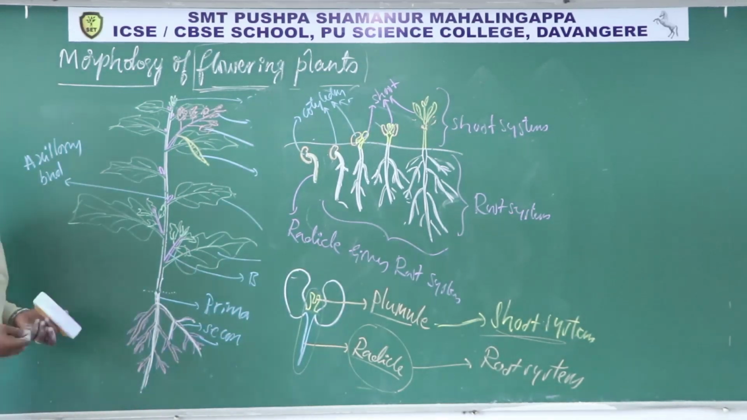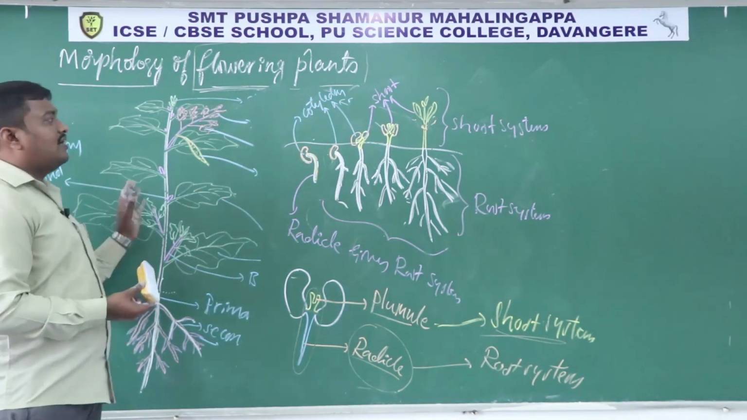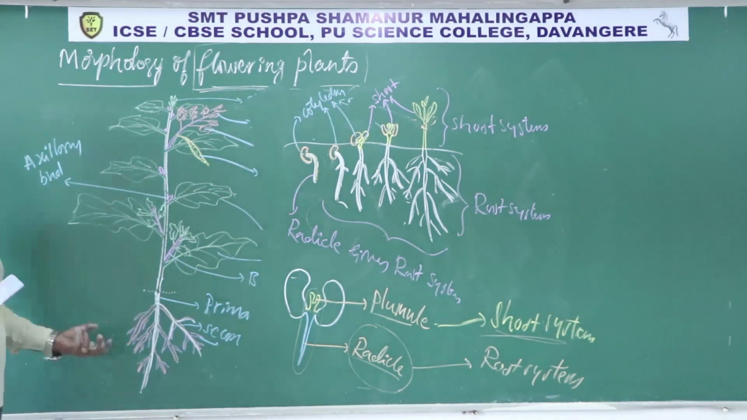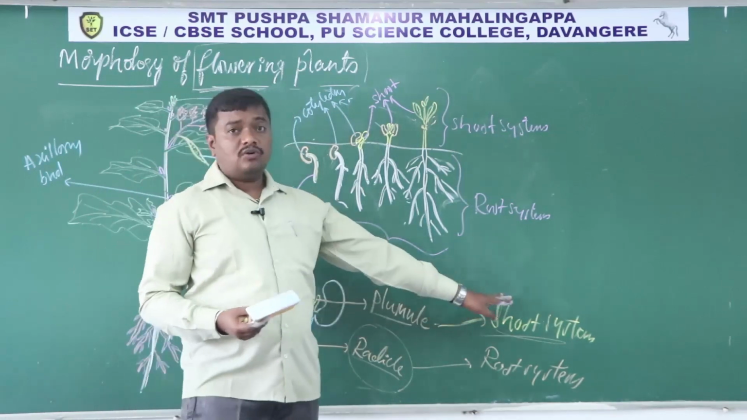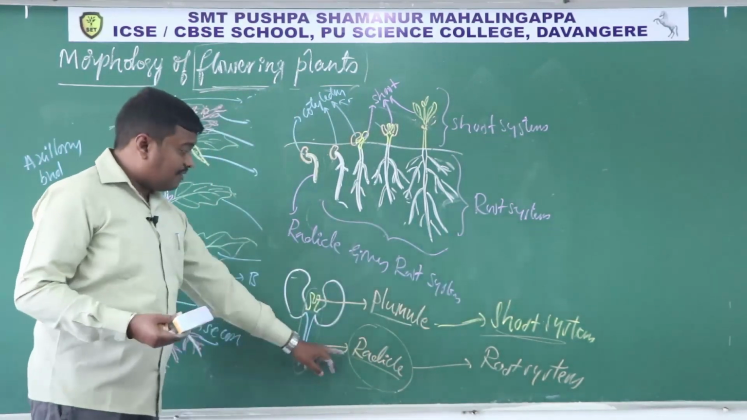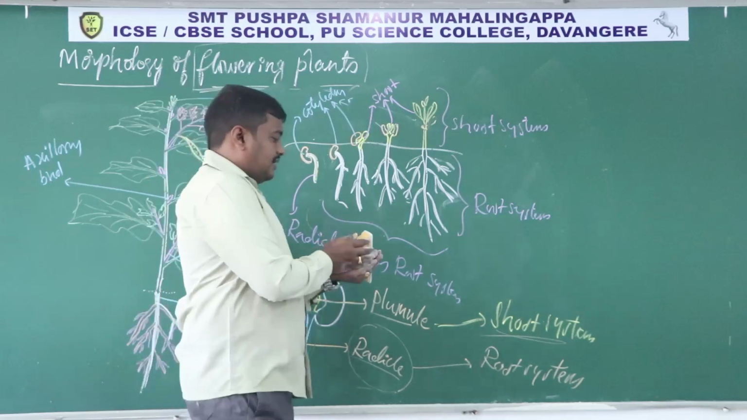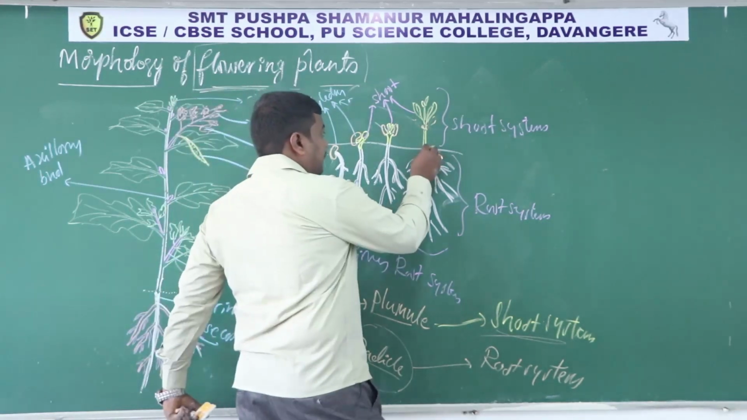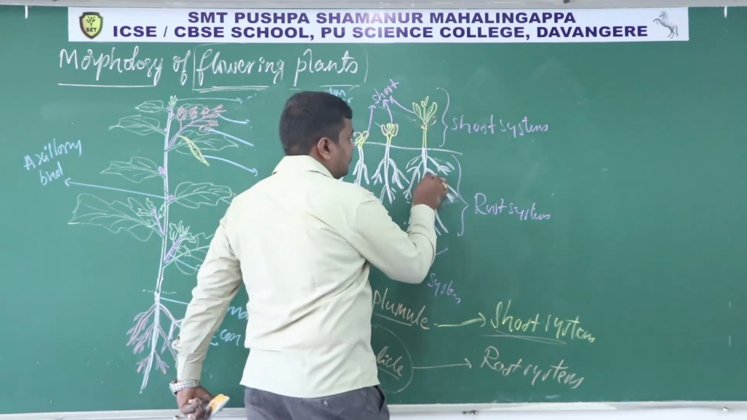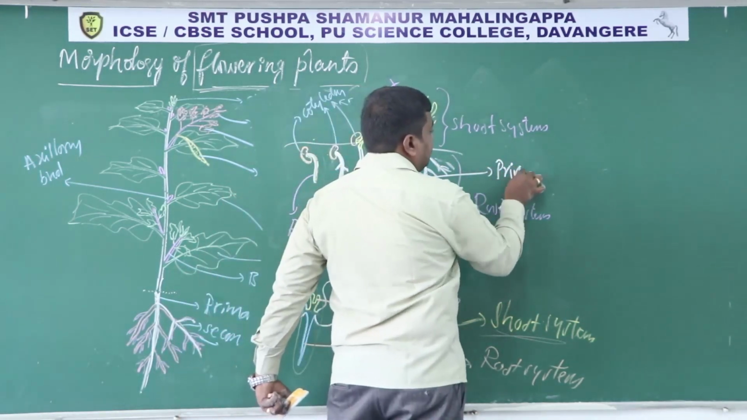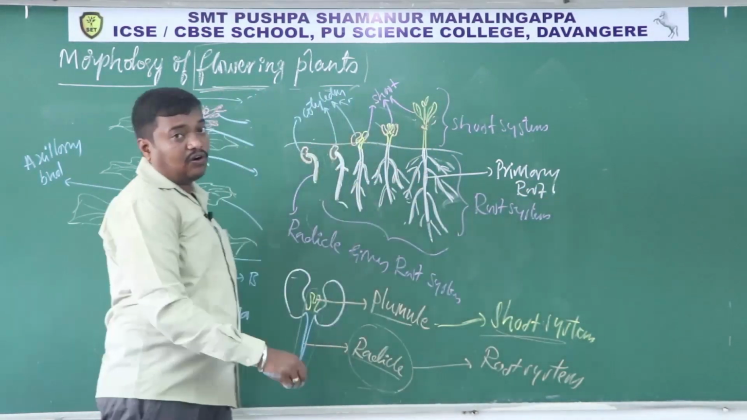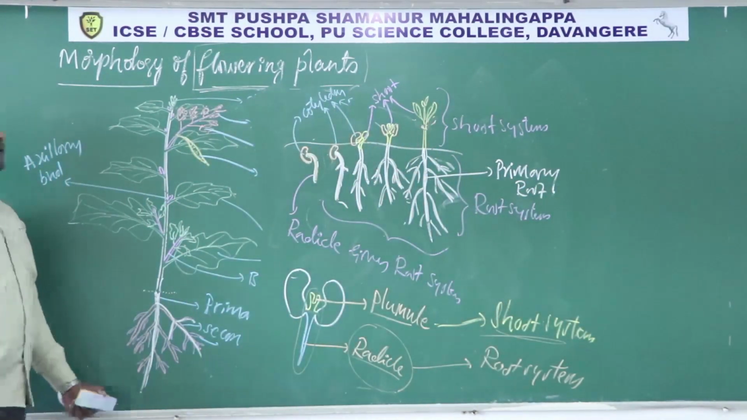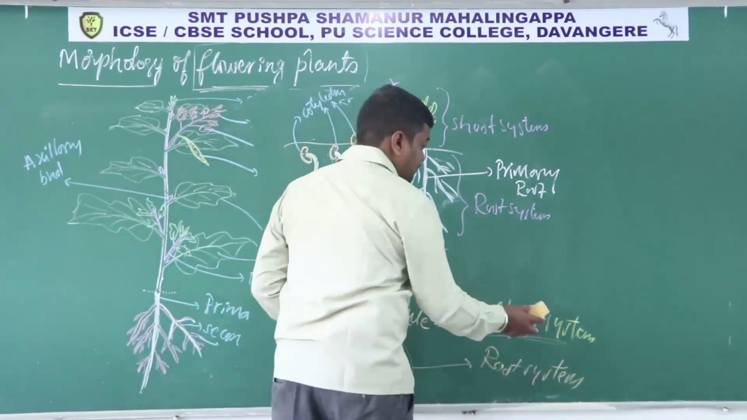Okay, so this is about the very basic thing regarding how the seed germinates, how that radical and plumule come out, and how the radical develops into the root system and how the plumule develops into the shoot system. The system consisting of this primary, secondary and tertiary root is called the tap root system.